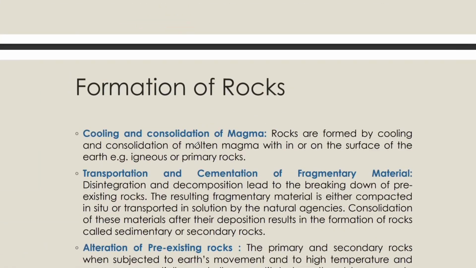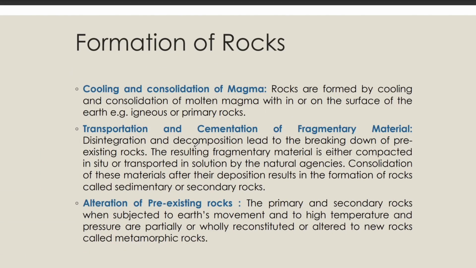After that we have the formation of the rocks. In this portion we have three things: cooling and consolidation of magma, transportation and sedimentation of fragmentary material, and alteration of pre-existing rocks. These three things mainly describe three types of rock: igneous rocks, sedimentary rocks, and metamorphic rocks.